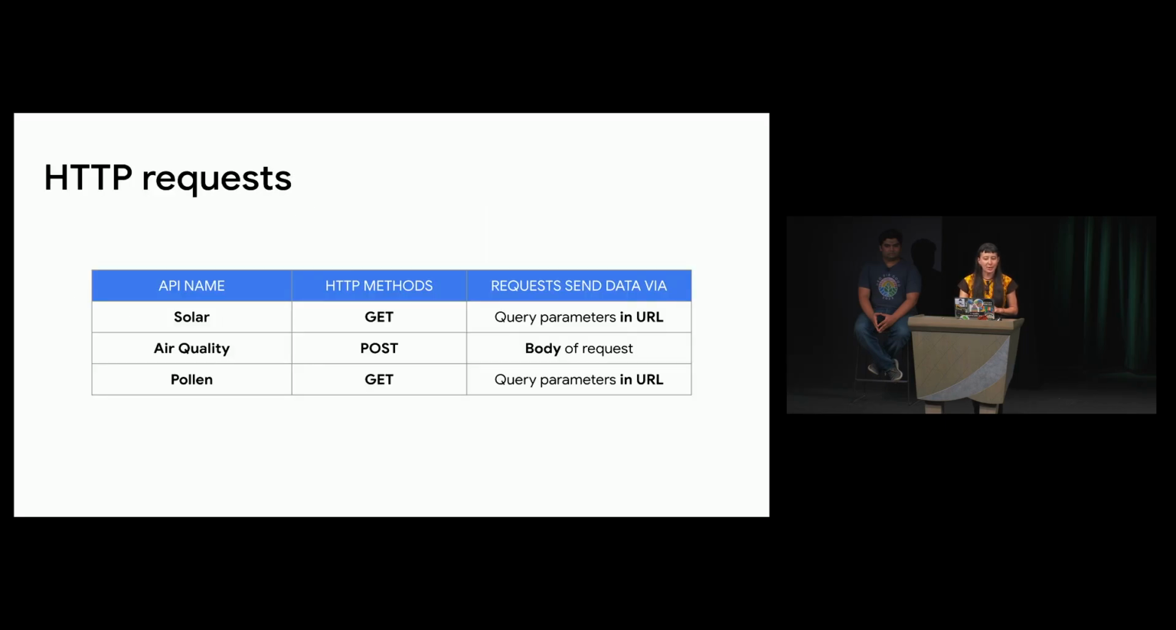As a friendly reminder, since we are talking about services that communicate over the internet, it's important to note that the Solar and Pollen APIs are GET requests, which are used to read data, while the Air Quality API does POST requests.